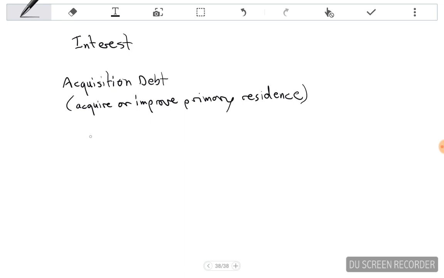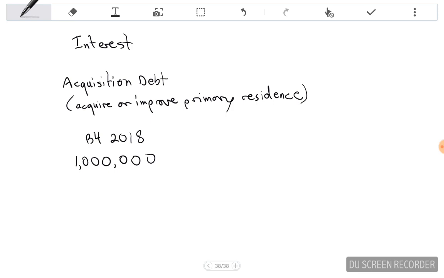Okay, now before 2018, you could borrow up to $1 million to acquire the home, and any interest you pay on that $1 million, you get to take a deduction for. So if you had a 4% interest rate, well, that would be $40,000 a year that you're getting a deduction for. I mean, as you pay it down, the balance hopefully goes down.